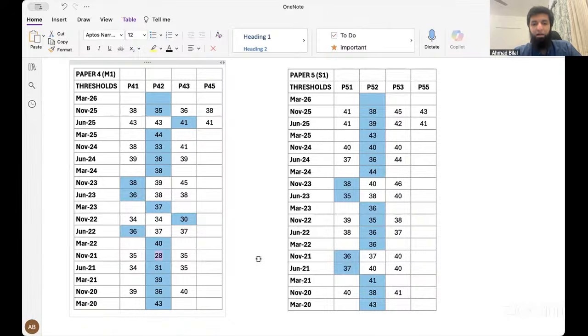We'll be looking at this file to guide us about which papers we're going to be doing completely and which papers we are going to just do the difficult questions from. Okay, let me share my other screen now. Let me share my other screen.